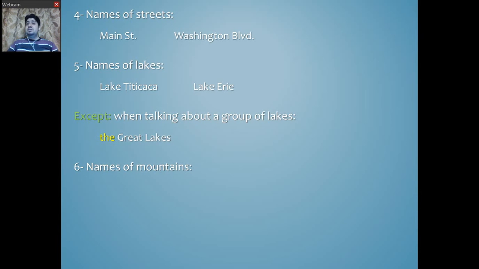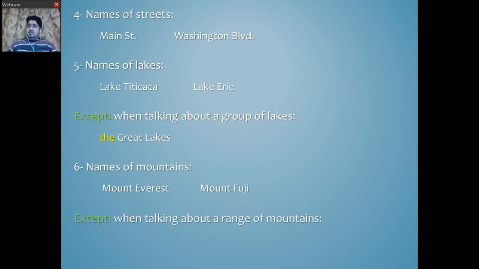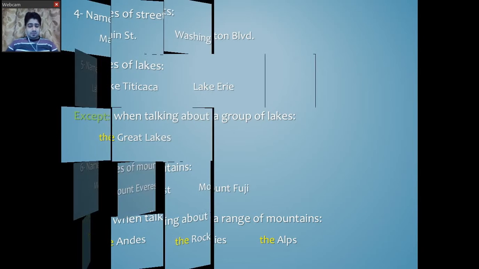Names of mountains, also we don't use the, like Mount Everest, the famous one, or Mount Fuji in Japan. Again, we have an exception here. If we have a range of mountains, then in this case we use that. Alright, like we say the Andes or the Rockies or the Alps. Those are very famous ranges of mountains. Okay.